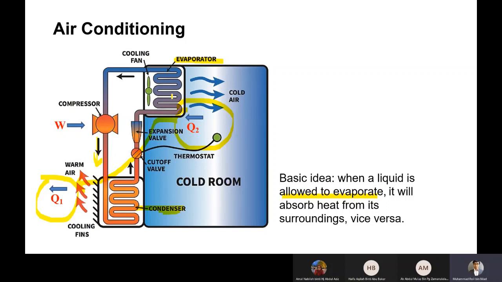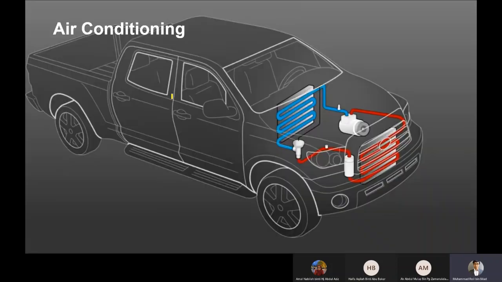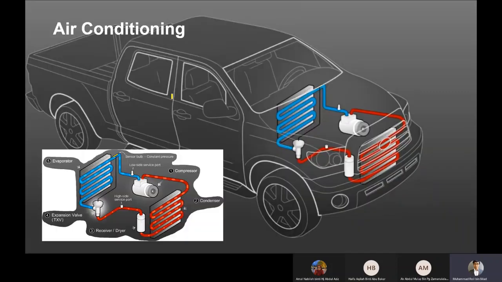So in the case of air conditioning, from the cold room, you absorb heat by evaporating a refrigerant liquid, and then outside of the room, you condense it by releasing the heat. Absorbing heat, evaporation, releasing heat by condensing. Those are the cycle. So this is a graphical example of a room. You can also have a graphical example here in the car.